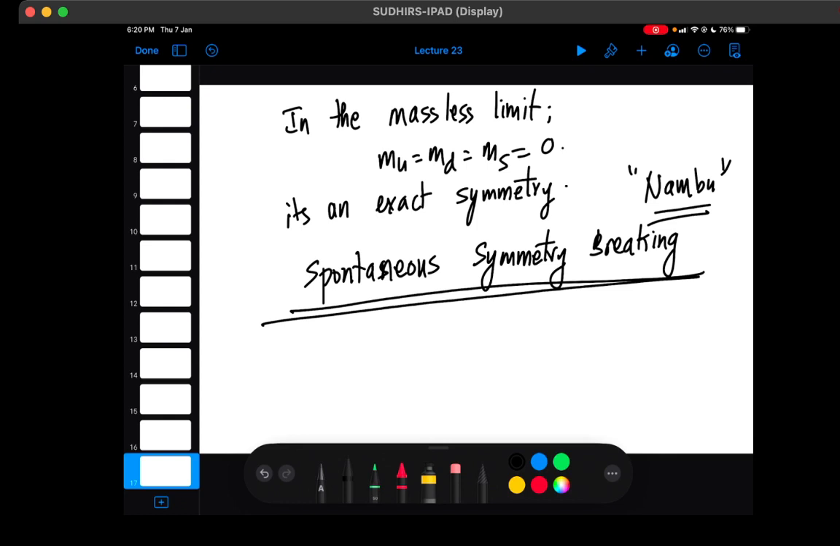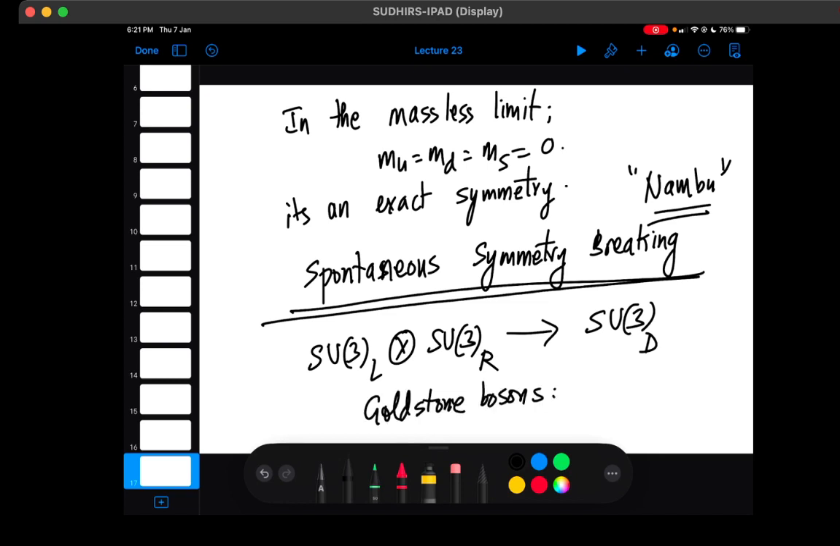But in particle physics, the understanding of the origins of spontaneous symmetry breaking came from Nambu. And he understood essentially how the chiral symmetry is actually spontaneously broken. This symmetry SU3L times SU3R, which is this larger symmetry, is broken to a single SU3, which let me just call D. And this diagonal breaking produces something called Goldstone bosons. And the pions, which are massless in this limit, are identified as these Goldstone bosons.